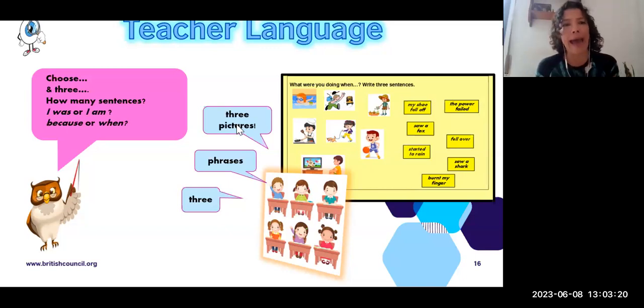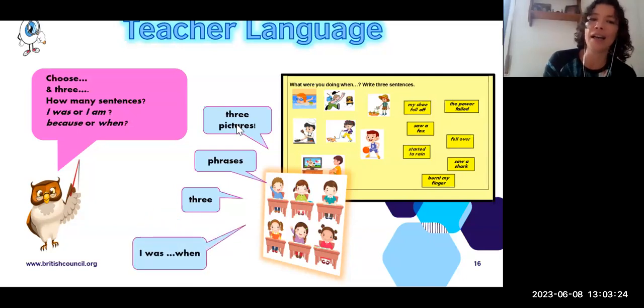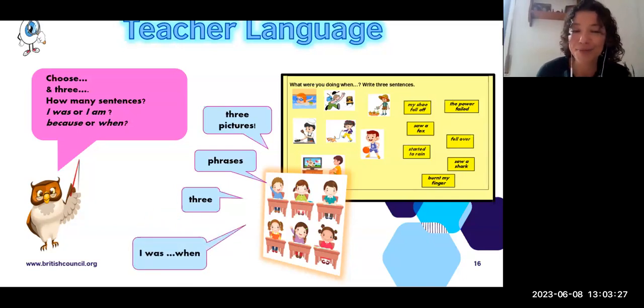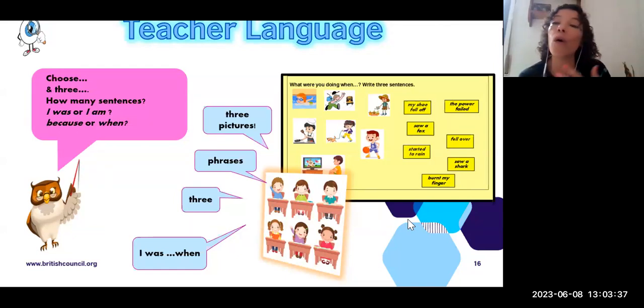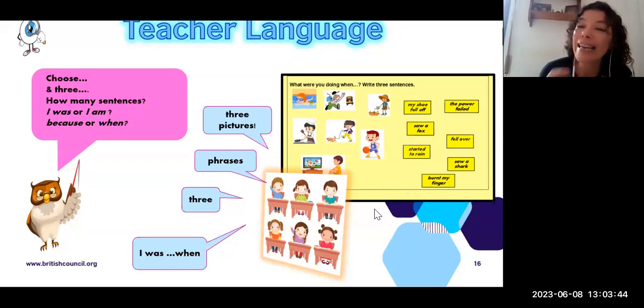I was or I am? Because or when? And they said, I was, when? And it's at that point, lovely, I could check the instruction and we could also give an example or ask for an example. So we could really break it down to its simplest form and get on with it quickly, because often that's what happens, they're impatient to get going.